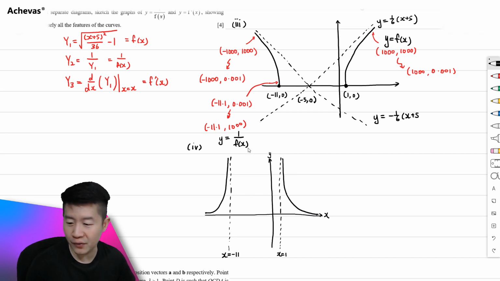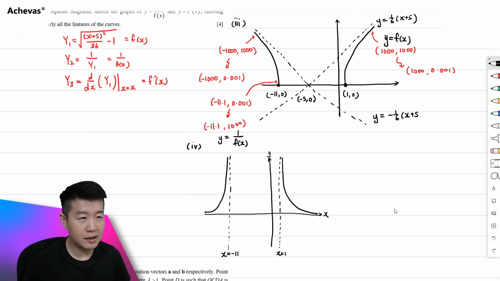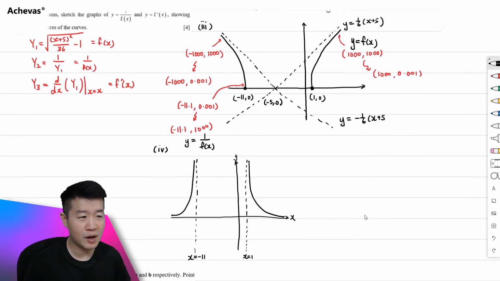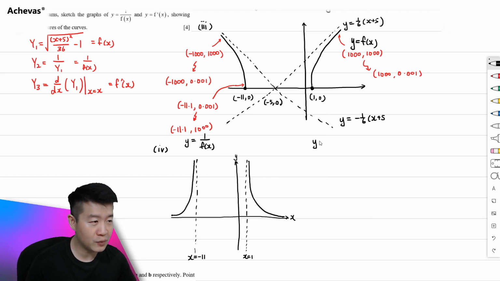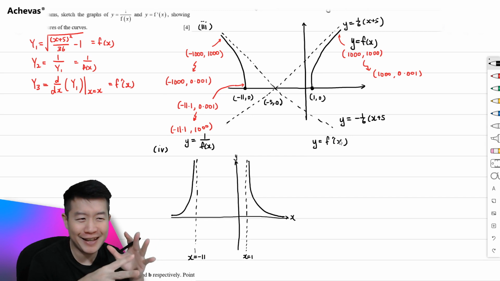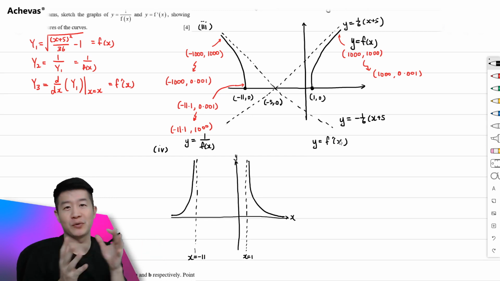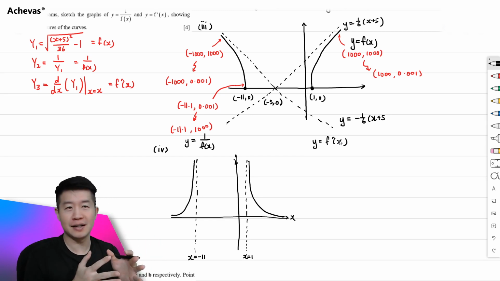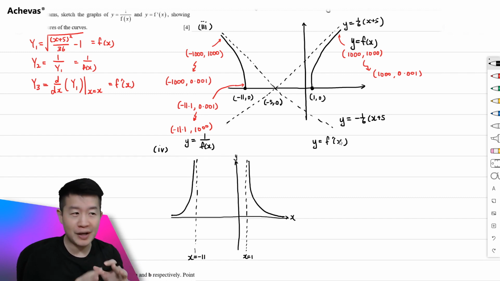Okay, this is my graph of y = 1/f(x). Then we will sketch the graph of y = f'(x). Again, I'm going to try to make use of the strategy that I talk about on the Achevas TV. But for f'(x), I think it is a little bit confusing because it is not together with graphings. I discuss f'(x) in the theory outline under differentiation. So I have 5 steps there.